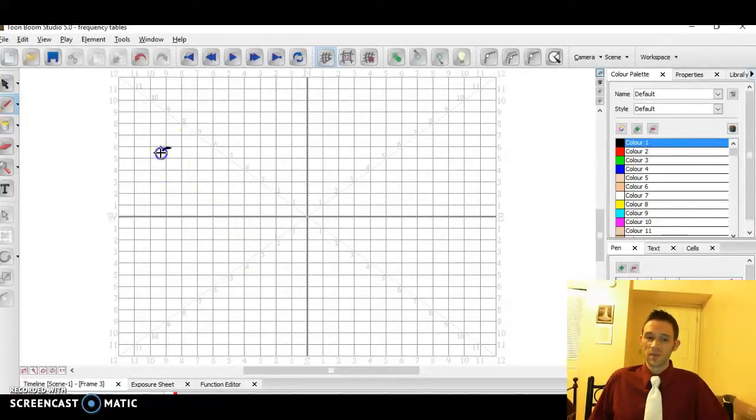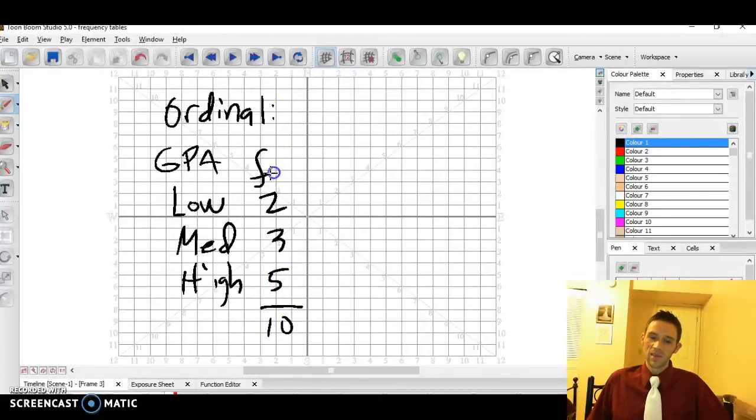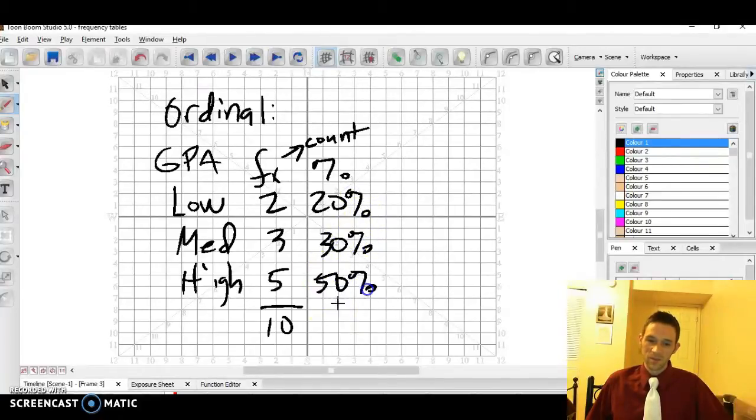So let's use a different example, GPA. So we'll use an ordinal variable this time. The last one was nominal. So this is an ordinal variable, low, medium, or high GPA. We're not using the number 4.0 or 3.5, but they're just ranking their GPA as low, medium, or high. And let's say we have these same numbers and we have 10 people. This is f of x, which is the count or the frequency. And now we have those same percentages. 2 divided by 10 is 20%. 3 divided by 10 is 30%. And 5 divided by 10 is 50%. That gives us 100, and this is our checkpoint.